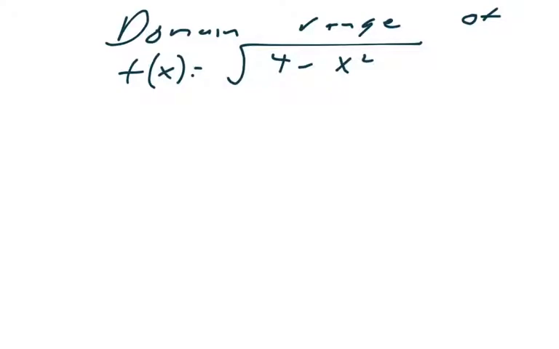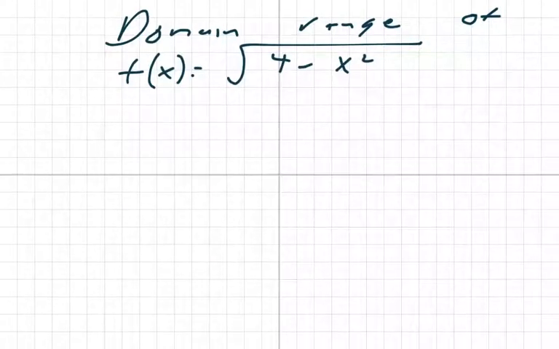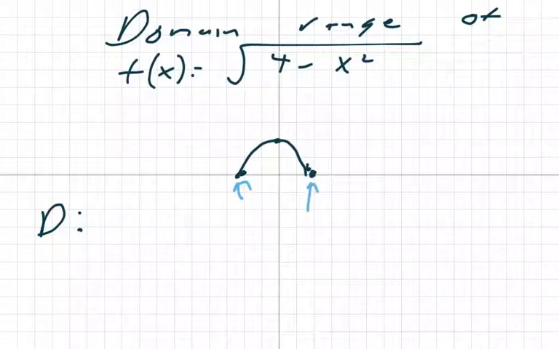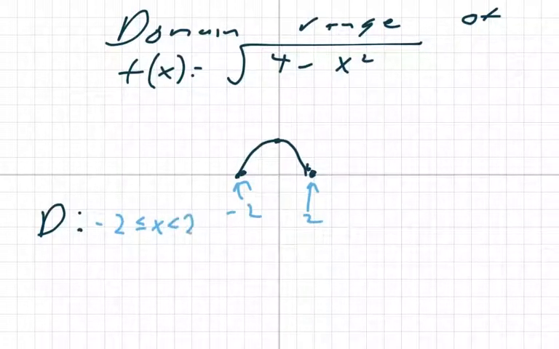Alright, so in example number 2, they want us to get the domain and range of the square root of 4 minus x squared. When I graph this in my calculator, it looks like a half circle like that. The domain stands for any of the x values. The lowest x value is over here, and the highest x value is over here, at -2 and +2. So the domain is -2 is less than or equal to x, is less than or equal to 2.